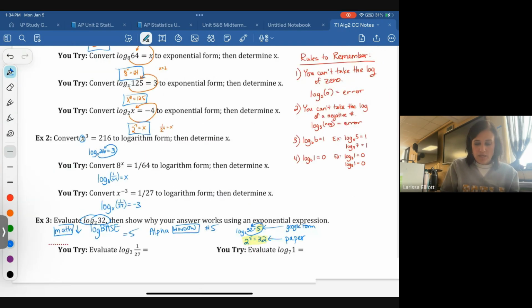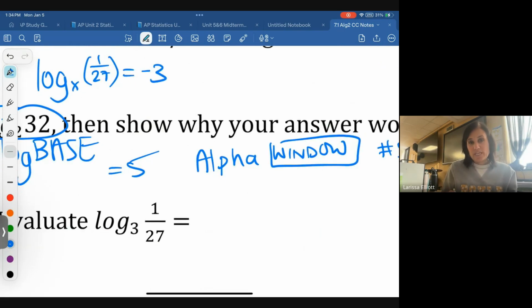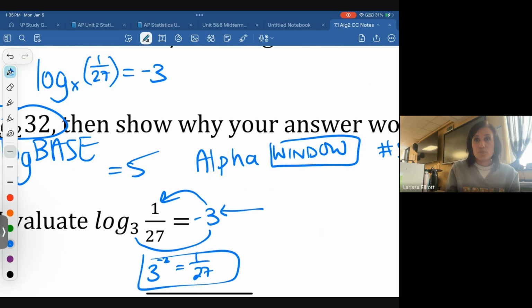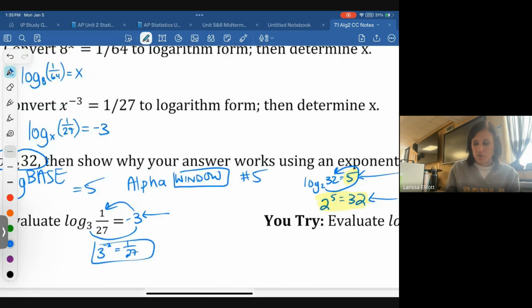Okay, so here, if I do log base 3 of 1 over 27, this would equal a negative exponent. That's how we get these numbers in our denominator. And so this is going to be a -3 if I put it in my calculator, and that is because 3 to the -3 equals 1 over 27. So this is what you would write on your paper, and then this answer you would have there as well, but you'd also have it entered in your Google form.